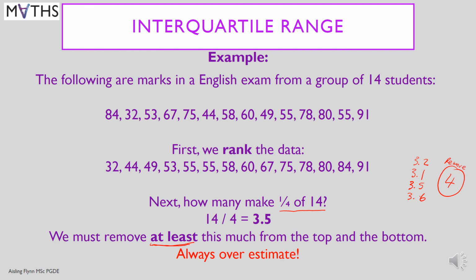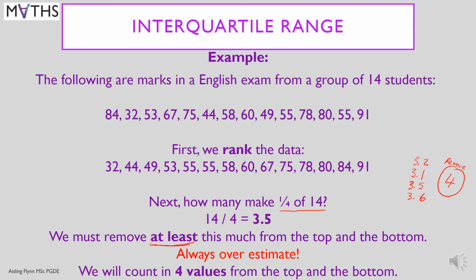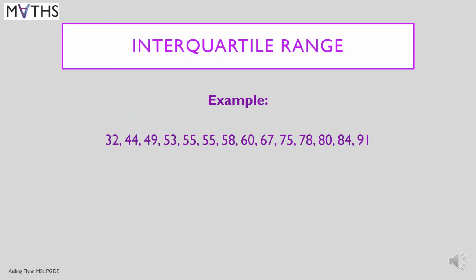Because the definition says we must take away at least this much, okay? So always go higher is the point here. We will count in 4 values from the top and the bottom, okay? So we'll do that on the next slide. So counting in 4 values from the bottom, we get to 53. Counting in 4 values from the top, or counting back, you get to 78.